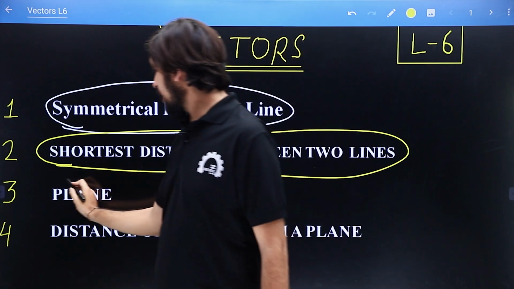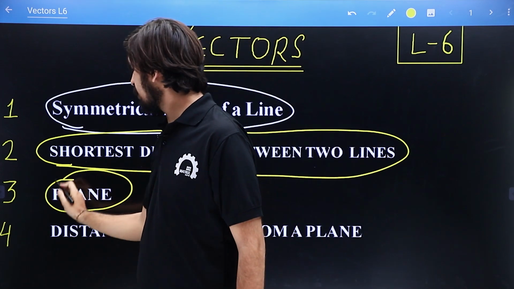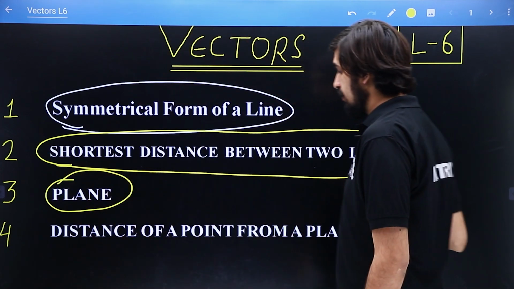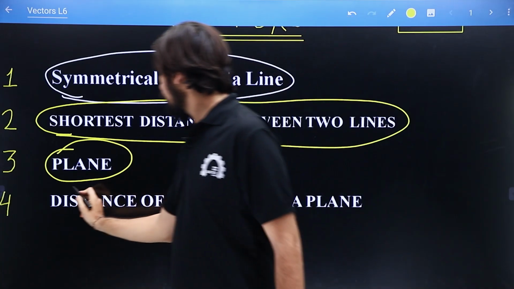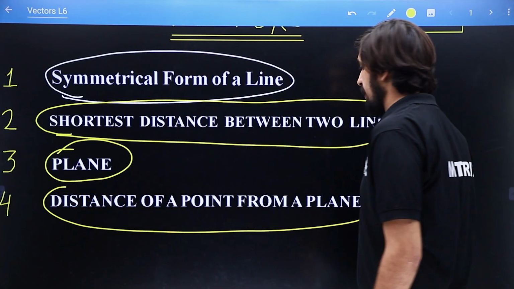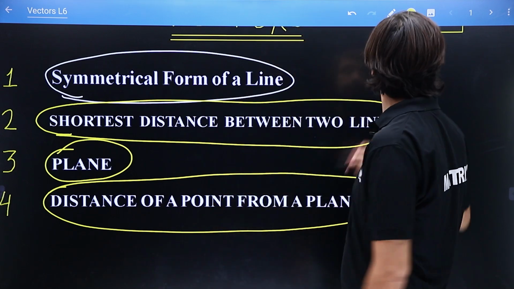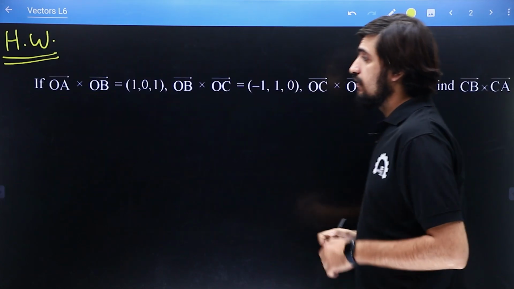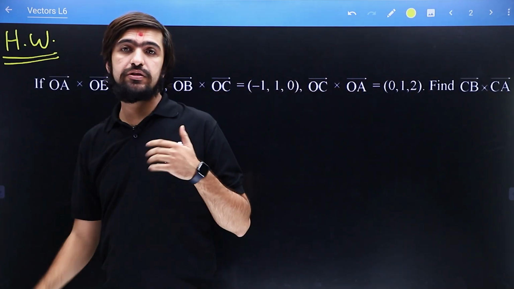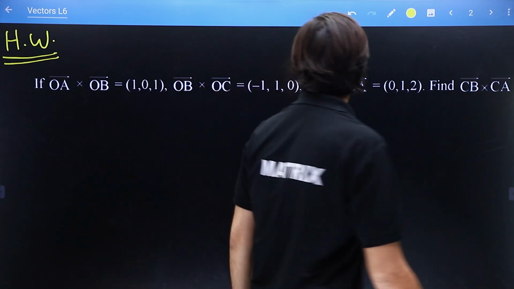Then we will see what a plane is, what the equation of a plane is, and what the parameters of a plane are. Then we will see the distance of a point from a plane. These four topics are what we are majorly going to cover today. But before that, we are going to see the questions that I gave you in previous lectures.